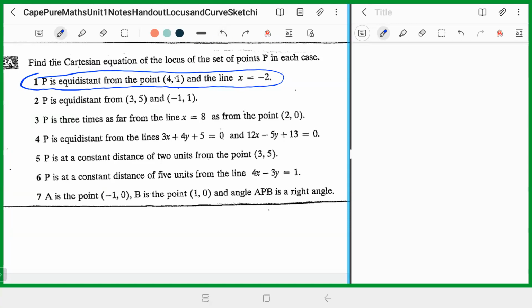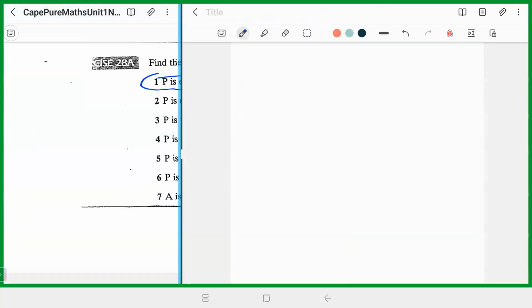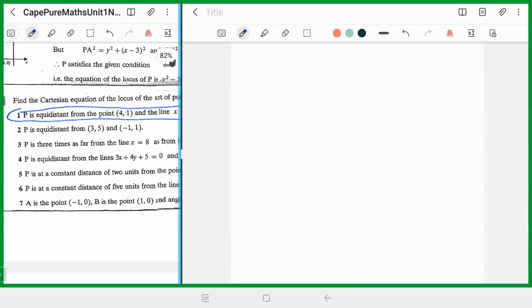Remember, in all cases, we want to use P as a point (x, y), trying to establish a relationship between x and y. We'll get that equation connecting x and y, that is the locus of P. All right? So just bear that in mind. All right, so the first question here.